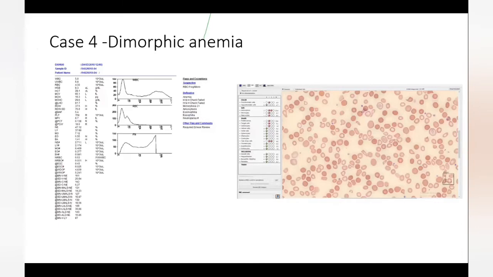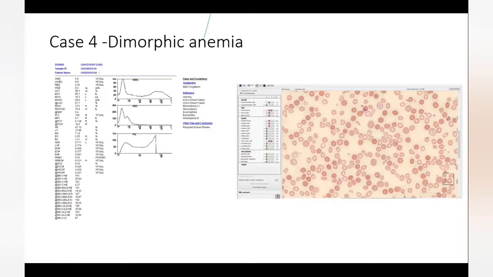I'm not trying to make this a case discussion about finding what it is. I think some of these cases are obvious. I'm just trying to tell you that the way we go about reporting can be much quicker, more accurate and more efficient if we have this kind of information available on our computer. So this is a dimorphic anemia.